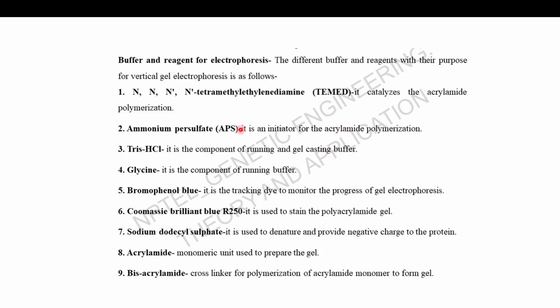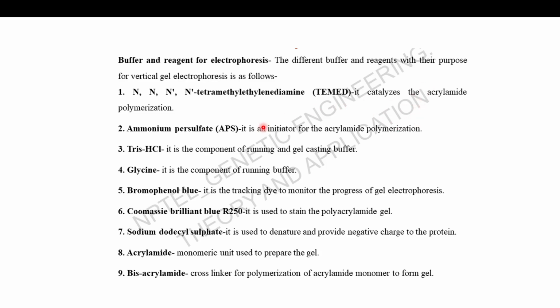Okay, and it isn't only acrylamide; bisacrylamide is the cross-linker here. Acrylamide is the monomeric unit, and each monomer is cross-linked or branched. This branching occurs due to the presence of bisacrylamide. And then TEMED acts as a catalyst, and it catalyzes the polymerization of the acrylamide.